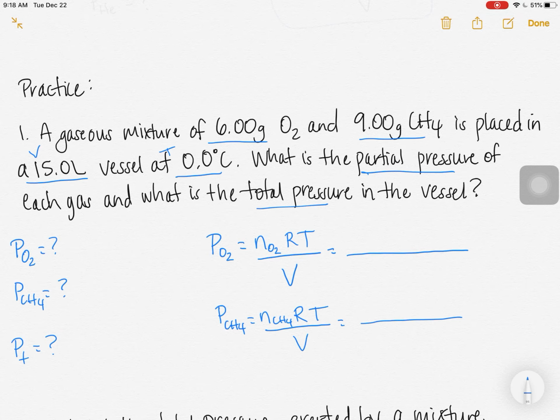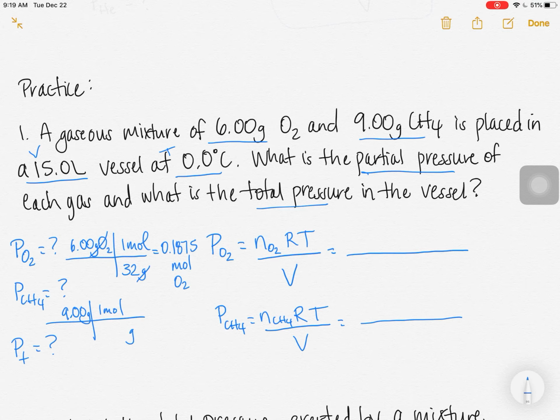Now, I don't have moles, but I do have grams. So this is a quick conversion. If I take my 6 grams of O2, O2 has a molar mass of 32. Let me crunch that out. So 6 divided by 32 is 0.1875 moles of O2, and then I'm going to need to do the same thing for the CH4. So let's see.